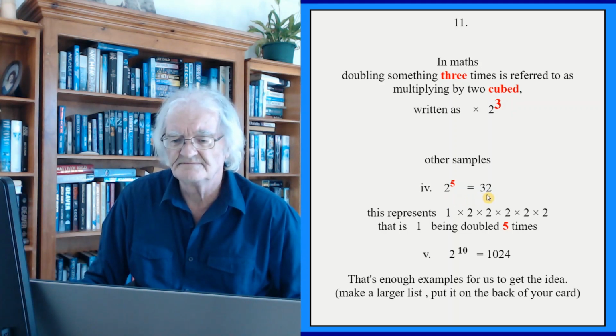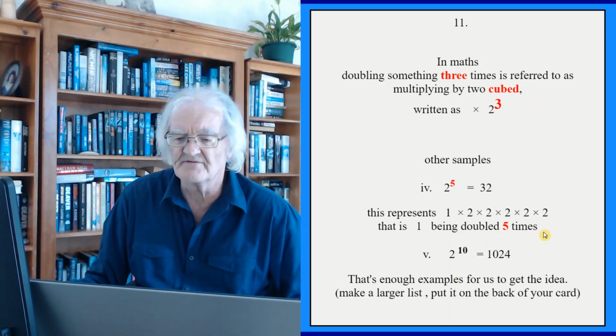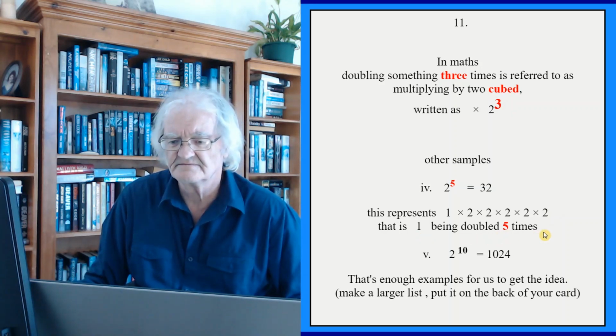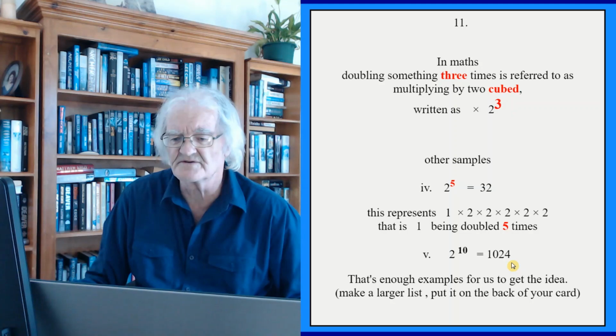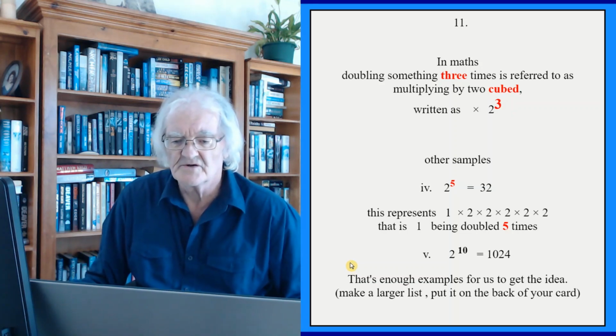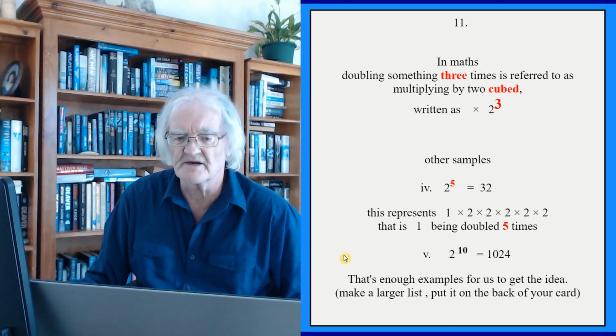32, because 2 to the 5th represents 2 by 2 by 2 by 2 by 2. That is 1 being doubled 5 times. Another example, 2 to the 10th is 1024. Now that's enough examples for us to get the idea. You should make a larger list and put it on the back of your card, because in a maths course these numbers are met fairly regularly.